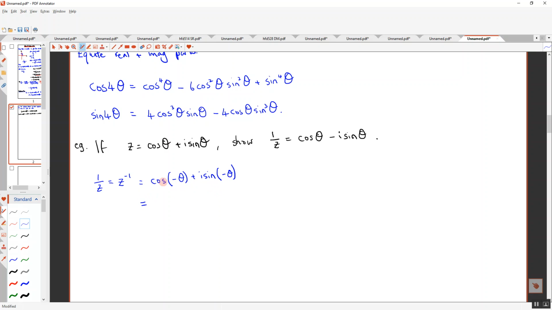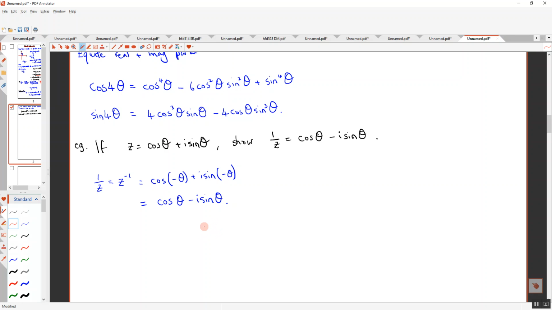Yep. Cos of negative theta is the same as? Cos theta. Good. It's symmetrical in the y-axis. And sine of negative theta is the same as? Negative sine theta. Yes, negative i sine theta. There you go, we've shown it. But this is important because it leads to 2 important results, which we'll write down.